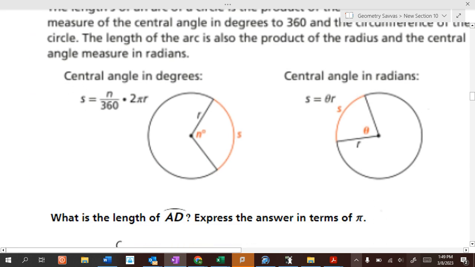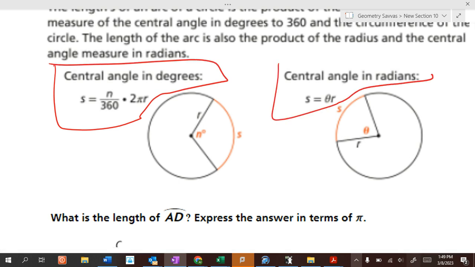Okay? So those are our two formulas. If you're in degrees, it's that formula. If you're in radians, it's that formula.